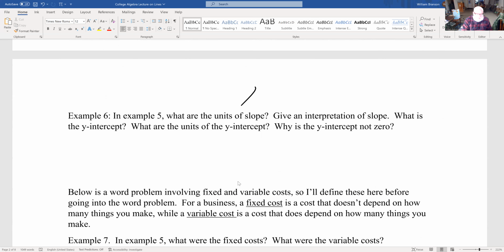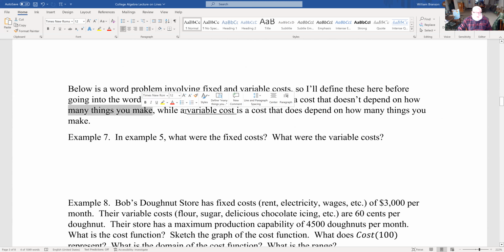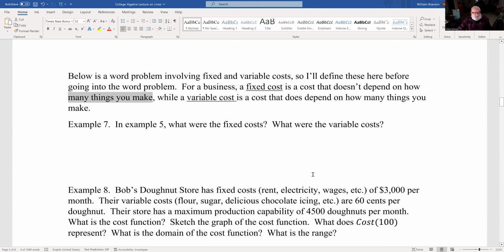So example 6 is above. And so a little bit more about fixed costs and variable costs. Oh, actually, I did this. I got a little bit ahead of myself. So a fixed cost is a cost that doesn't depend on how many things you make. And a variable cost is a cost that does depend on how many things you make.